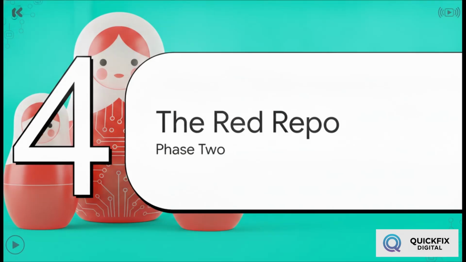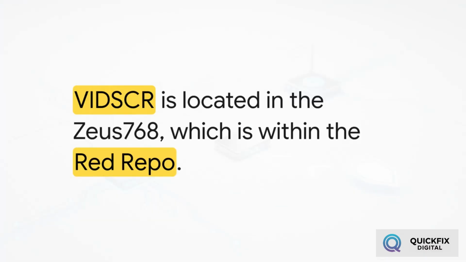Which brings us to Part 4, Phase 2, the red repo. Now, this is where things get a little quirky, and it perfectly illustrates why open-source software can sometimes feel a bit like a maze. You might be sitting there thinking, wait, why am I installing a red repo when all I want is VIDSCR? Well, in the Kodi ecosystem, repositories are very often hosted inside of other repositories. It's basically a giant Russian nesting doll.